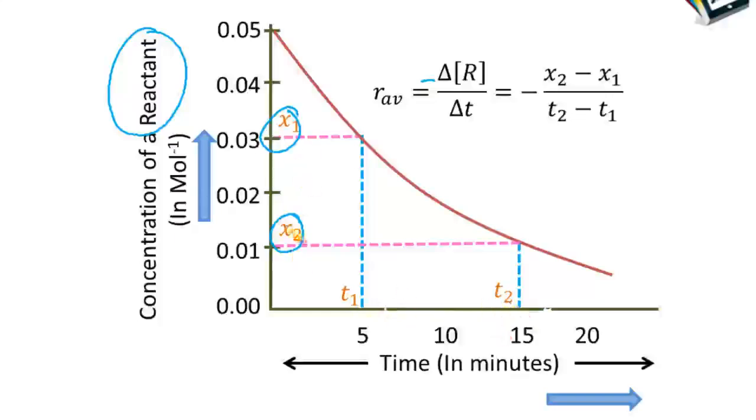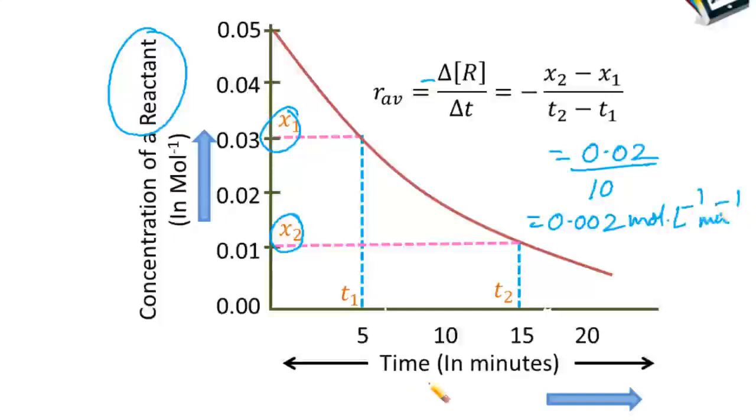Suppose for this particular numerical, X2 value is 0.01 and X1 value is 0.03. So the change in concentration is equal to 0.02. Then what is the time interval? Here the time interval is 15 minus 5, so that is equal to 10. So the answer becomes 0.002 mole per liter per minute. So that is how we will calculate the average rate of reaction from the graph.